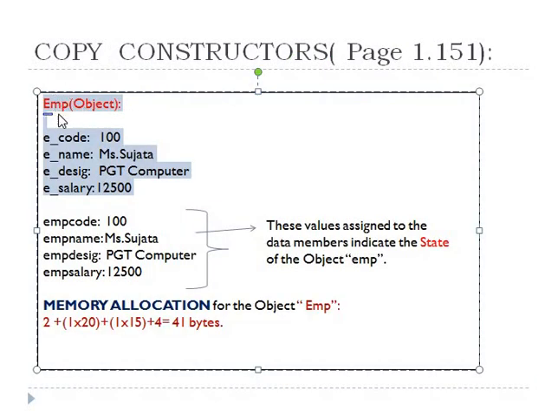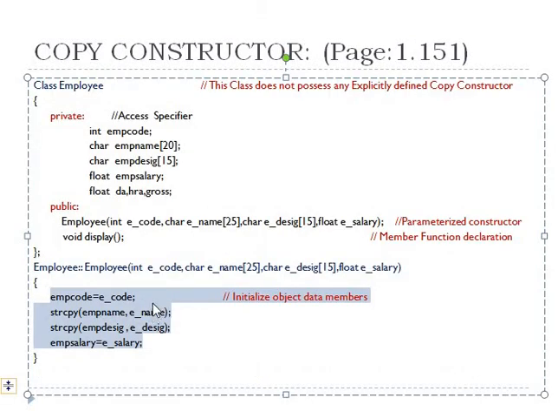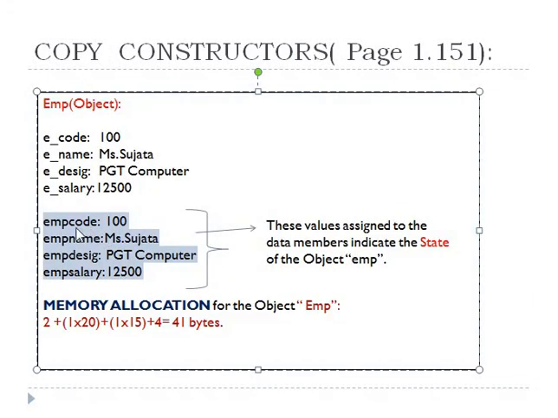So as soon as the object EMP gets created, we have the initial values for E code, E name, E desig, and E salary as these. Then those initial values from E code, E name, E desig, and E salary are passed into the data members EMP code, EMP name, EMP desig, and EMP salary. So now the values of these data members are getting copied from here.